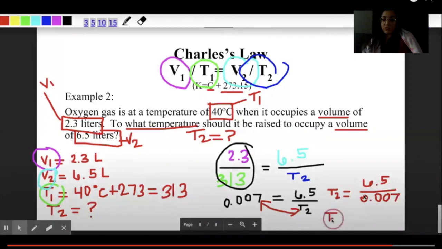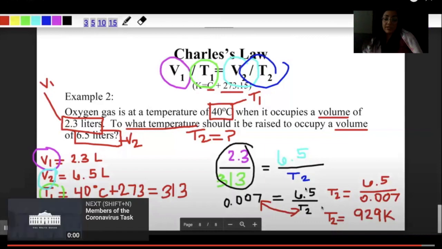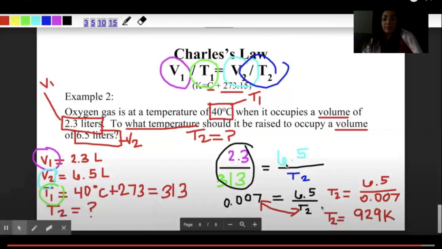So our T2 should be equal to 6.5 divided by 0.007, which is 9... and it's always in Kelvin, temperature's always in Kelvin. So it was as predicted because the volume increased by about a factor of 3. The 313 should have increased by a factor of 3, which it kind of did. So that's another easy way you can check yourself.